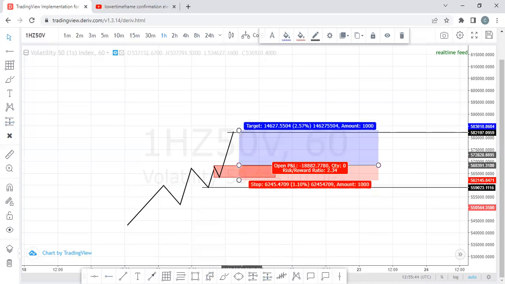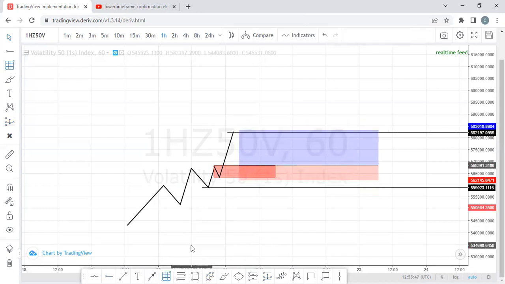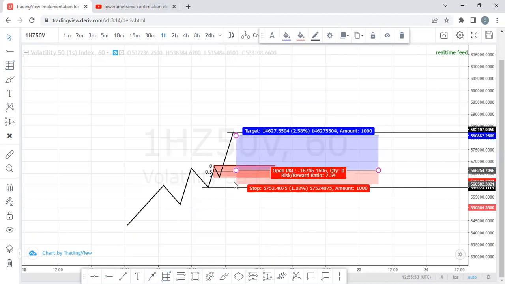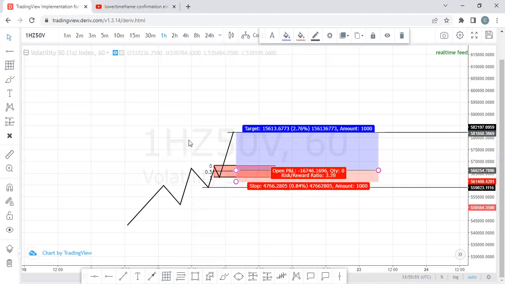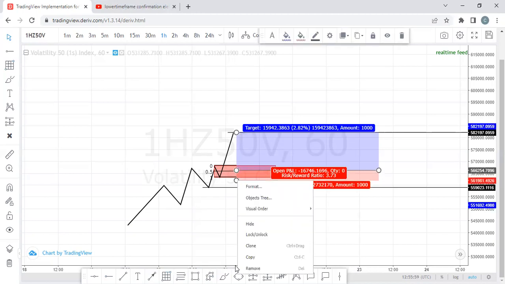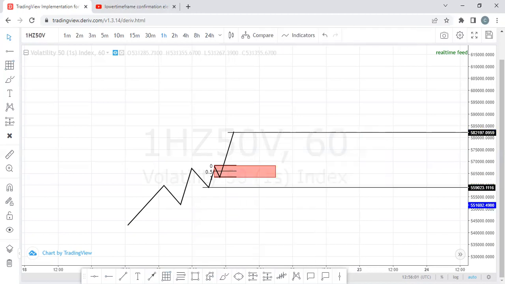Or you could measure the 50% of the push down, this last push down, just measure 50% of it. You put your buy limits at the 50%, your stop loss still below, or you could wait for what I call lower time frame confirmation, right?